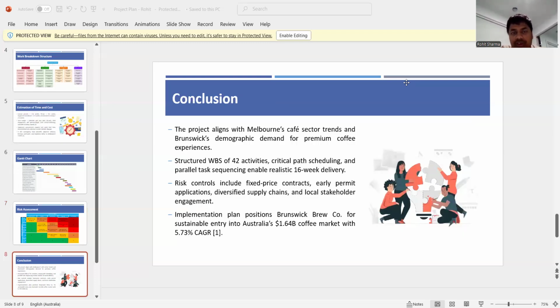In conclusion, the project aligns with Melbourne's cafe sector trends and Brunswick's demographic demand for premium coffee experiences, with a structured work breakdown and activities. Risk control includes fixed price contracts, early permit applications, diversified supply chains, and stakeholder engagement. The implementation plan positions Brunswick Brew in Australia's $1.64 billion coffee market with a 5.73% CAGR. So these are all the things about our project. Thank you.